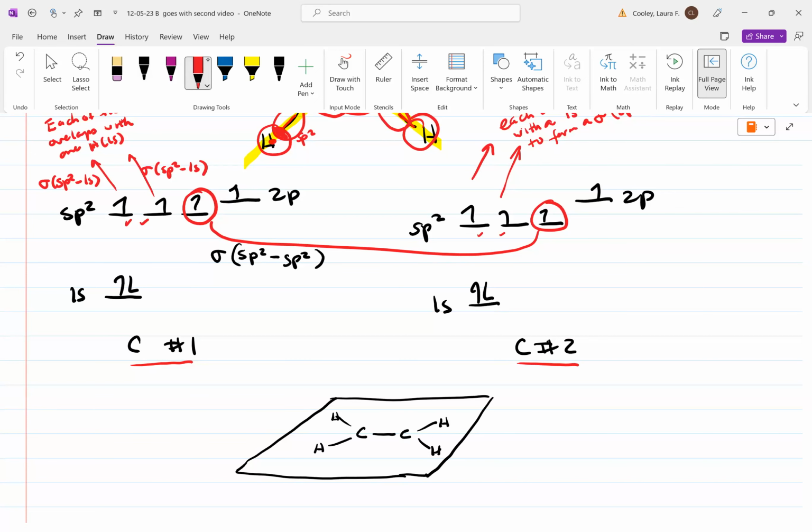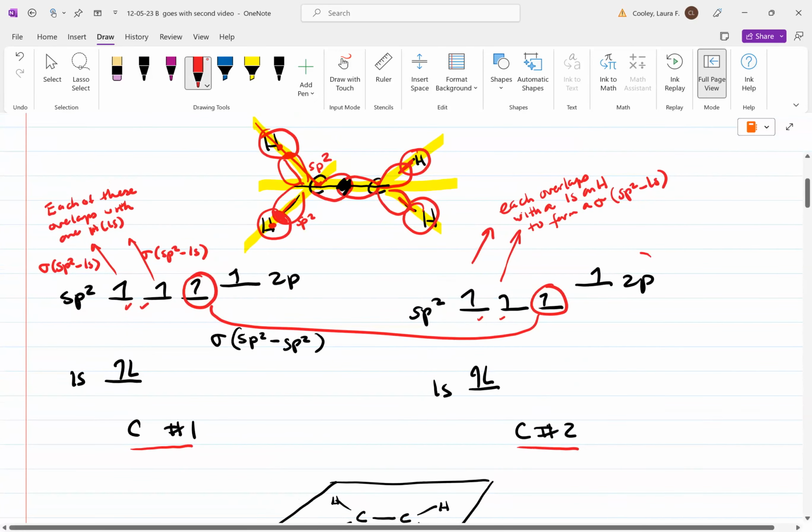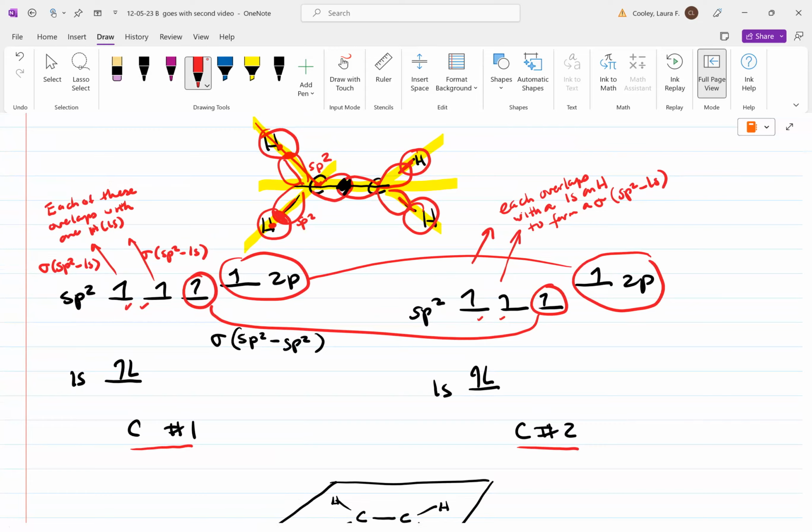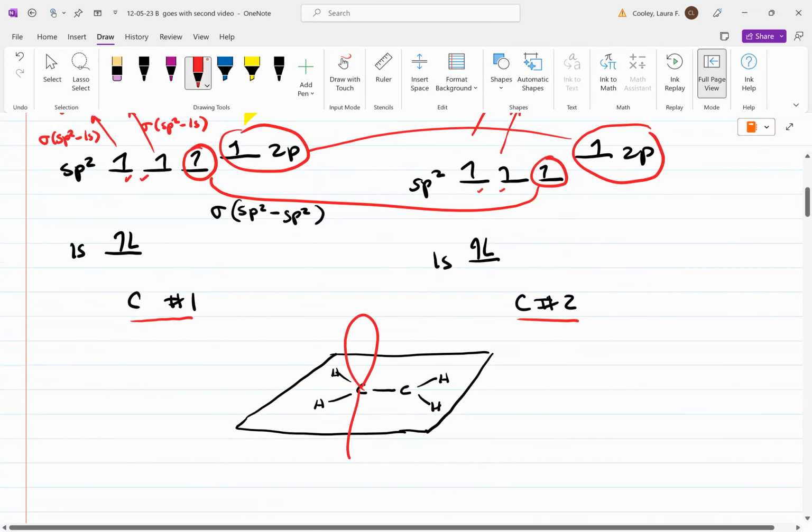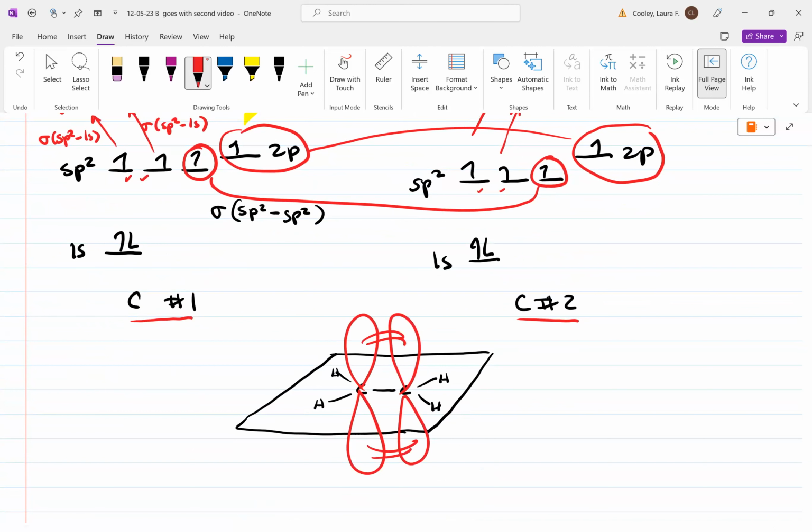And then now we have these leftover 2p orbitals, and these come together and overlap. So they're sticking out of the plane. I'm exaggerating it. Here you go. And this overlap is a pi bond. And notice that the internuclear axis is down here.